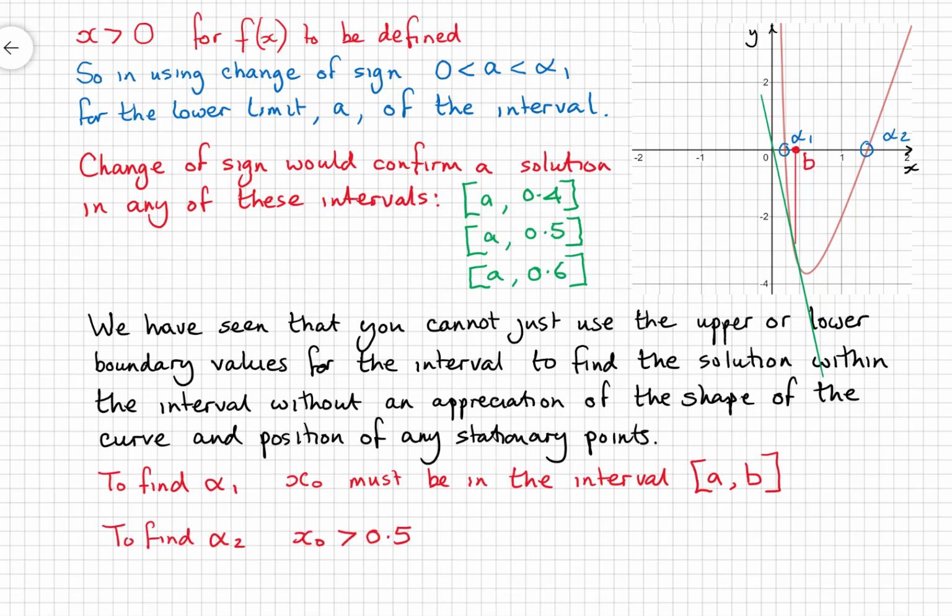It's a little simpler with finding alpha 2. Once I go beyond the stationary point at x is equal to 0.5, any value that I choose will eventually home in on the second solution, alpha 2.